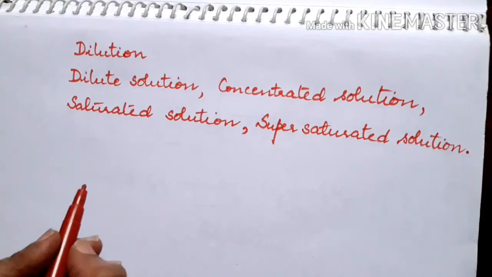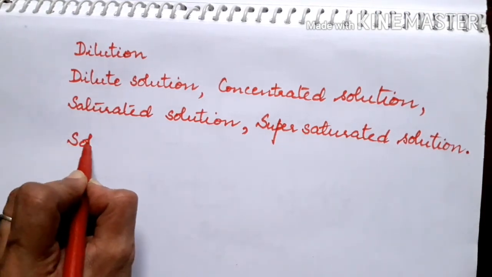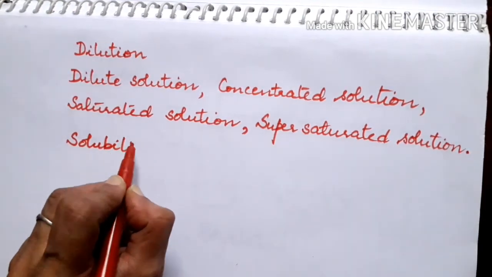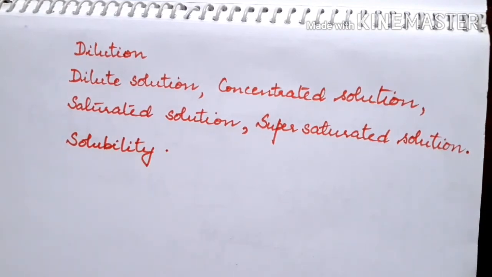And now it's time to discuss what is solubility. Solubility is the amount of solute that is dissolved in 100 grams of the solvent at a particular temperature.